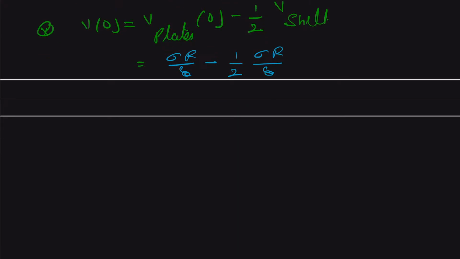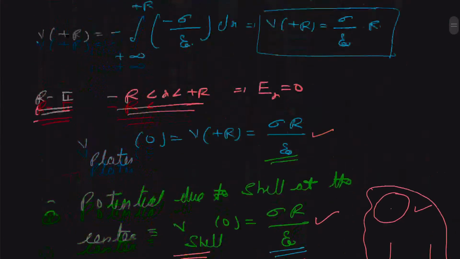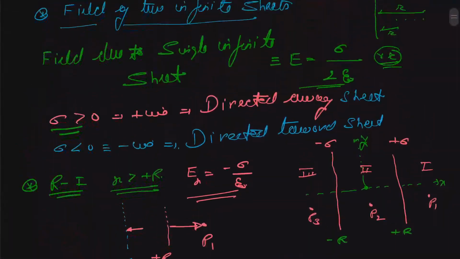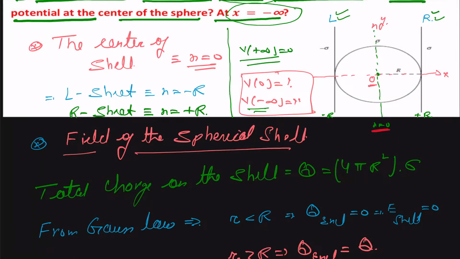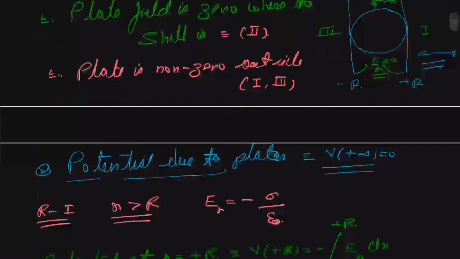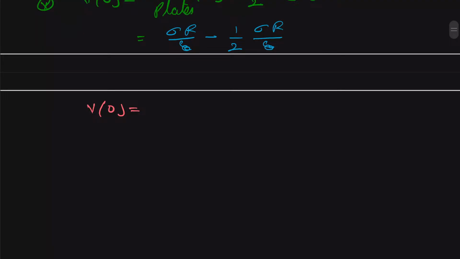Therefore we get that our potential at the center, where 0 means at x is equal to 0. In the starting we have already defined that this point is our x is equal to 0, which we are going to find out. So we get this as sigma r upon epsilon naught. So this is the potential at the center, and so this was our first part.